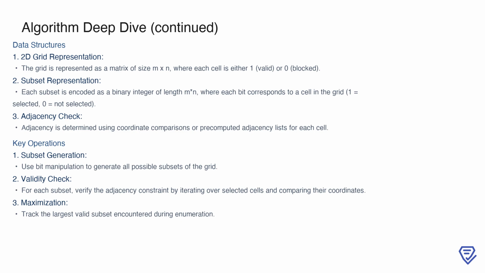Adjacency checks play a critical role here. We can determine whether two cells are adjacent by comparing their coordinates directly or using pre-computed adjacency lists for each cell. Now, the key operations in this algorithm include subset generation, where we use bit manipulation to enumerate all possible subsets of the grid, and validity checks, where we verify whether a subset satisfies the adjacency constraints by iterating through the selected cells and comparing their coordinates. Finally, we perform maximization by tracking the largest valid subset found during enumeration. These components form the foundation for exploring optimization techniques to improve performance.